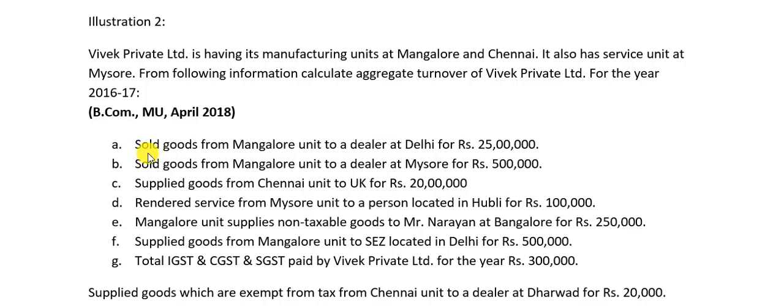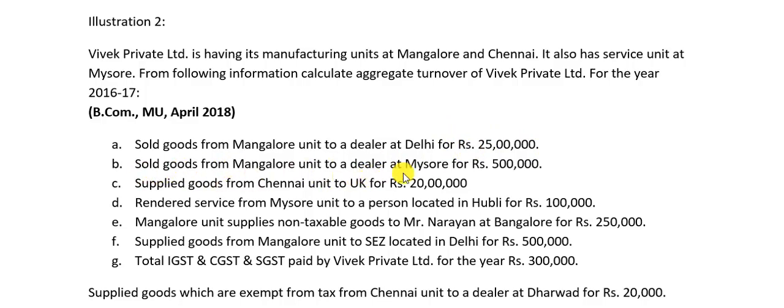So the first point says: sold goods from Mangalore unit to a dealer at Delhi for rupees 25 lakh. Though the place is mentioned, we have not been asked to find out taxable turnover or GST. That's why we will not take the place into account until and unless GST is asked. We will not require the data regarding the place where it has been sold or supplied to. So what is important for us? 25 lakh worth of goods is being sold.